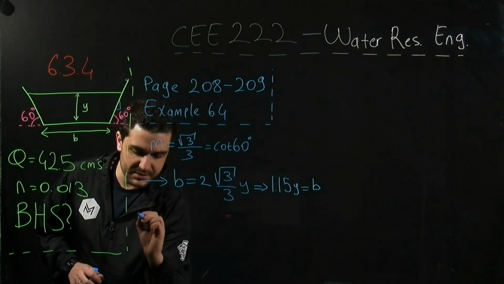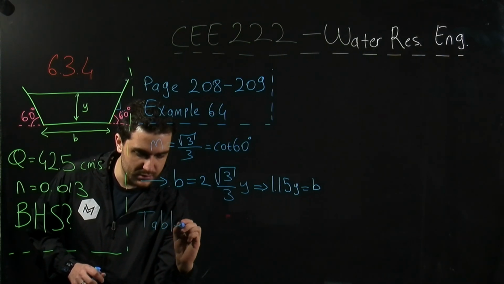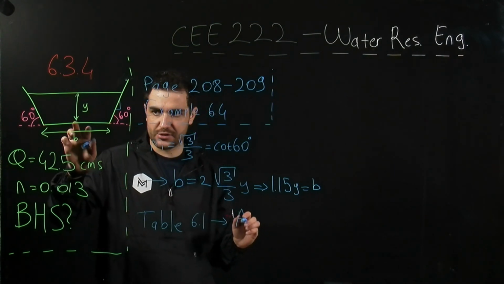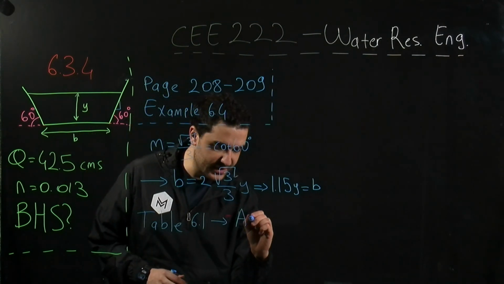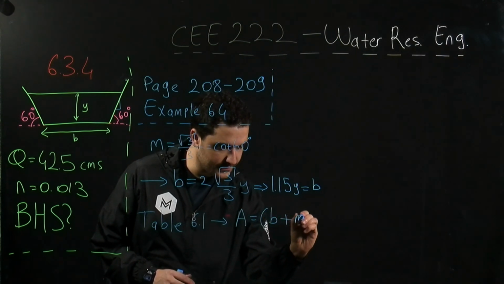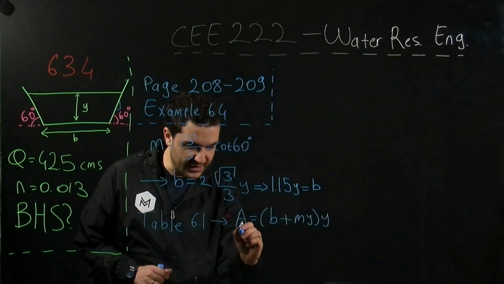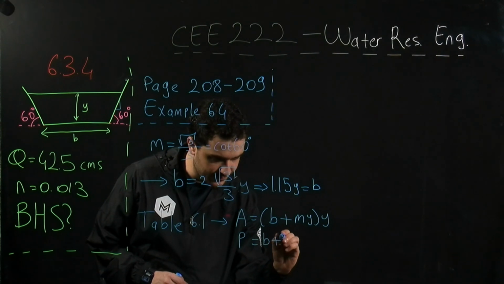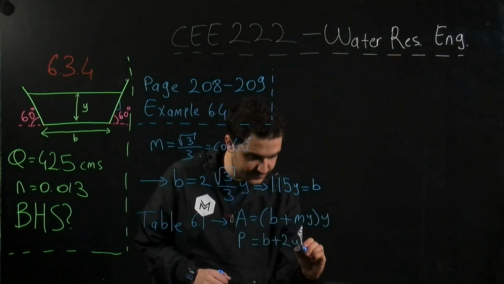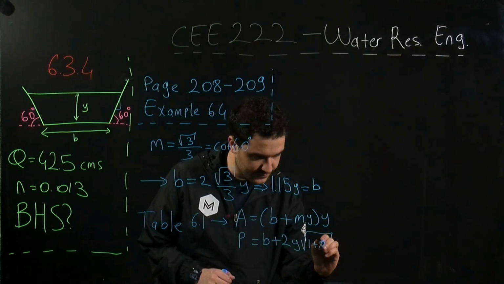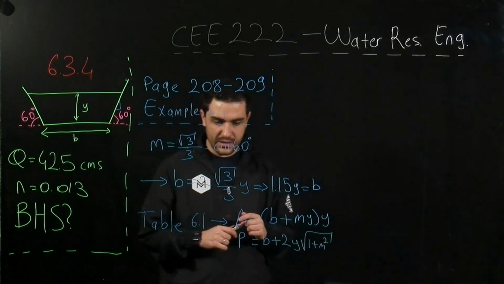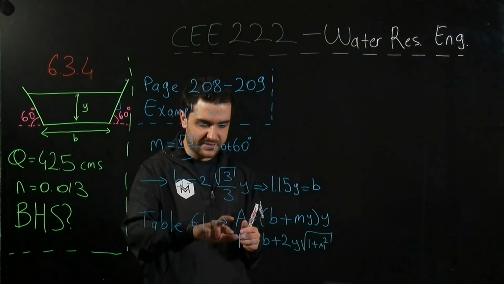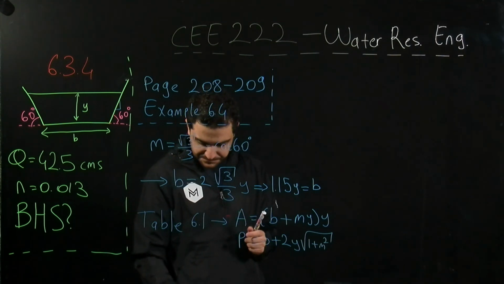And also from table 6.1, you will see the area and perimeter of trapezoidal channels. So the area is this value and the perimeter will be this value. To find the depth and width, we are going to benefit from these equations.